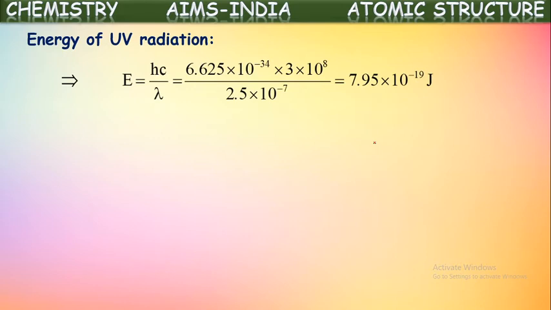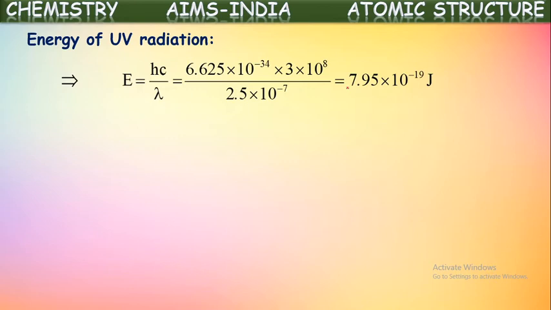Before that, let us find the energy of the incident light, the energy of that UV light radiation. Because if you know the energy, we can find out the kinetic energy also. They have given the wavelength. By using the wavelength, we can find the energy by using the formula E is equal to hc by lambda. Wavelength lambda is given. We know h is a constant and c is also a constant. If we substitute all these values, we find the energy of the incident light as 7.95 into 10 to the power of minus 19 joules.